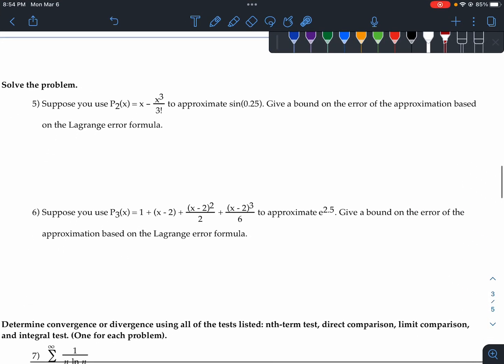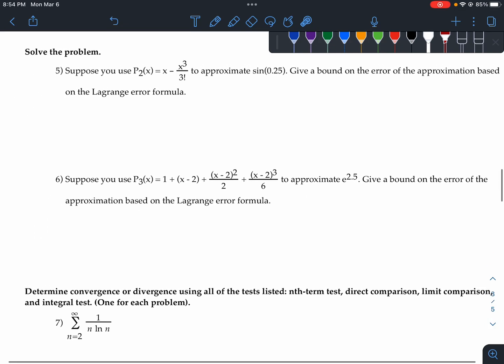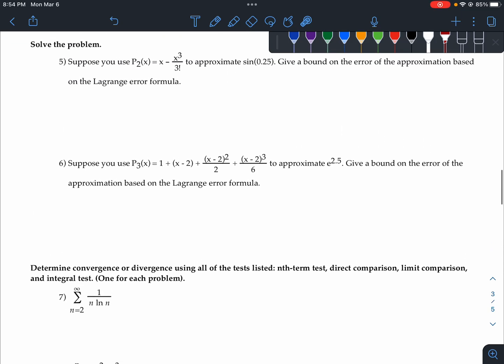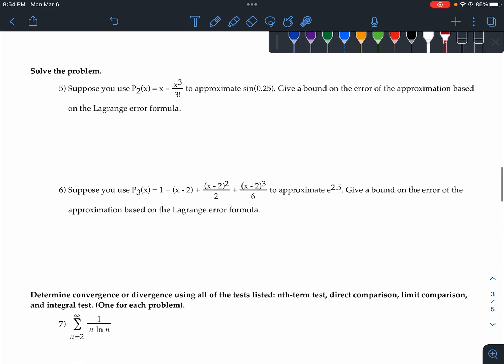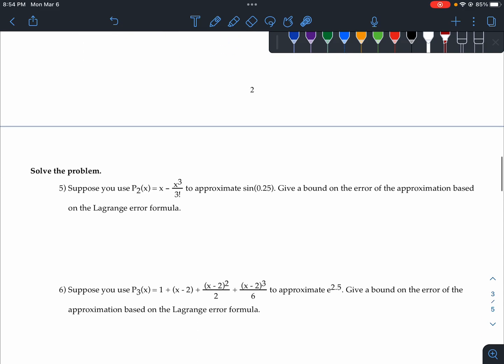Alright, now the Lagrange error formula, which I know everyone's just completely confused about. So yeah, I'm probably going to do these next two, and then I'll do a different video to cover the rest of that, just because I gotta go do something.